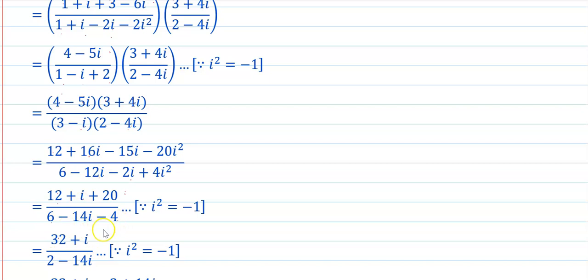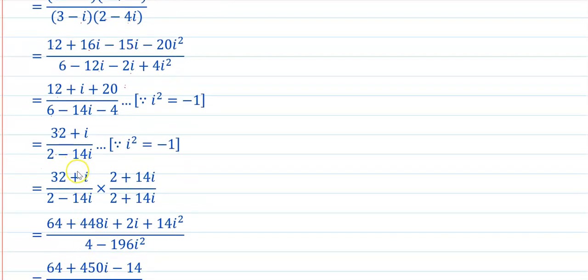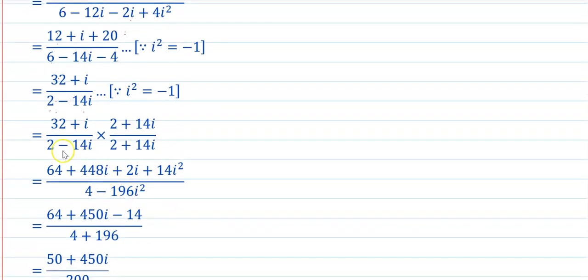6 minus 4 you will get 2, 2 minus 14i. Okay. Next simplification. Now we will multiply the numerator and denominator by the conjugate, that is 2 plus 14i. What will the denominator be? That is (a minus b)(a plus b), which means 4 minus 196i square. For the numerator, the product of these two.